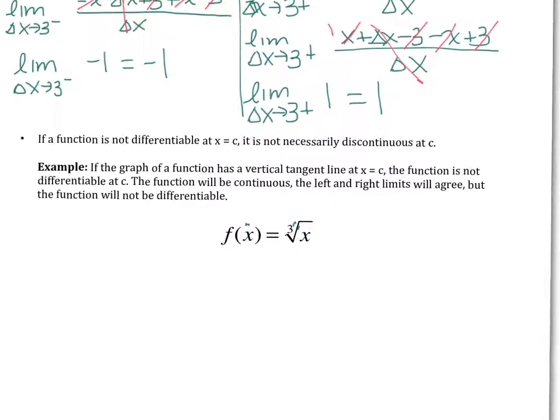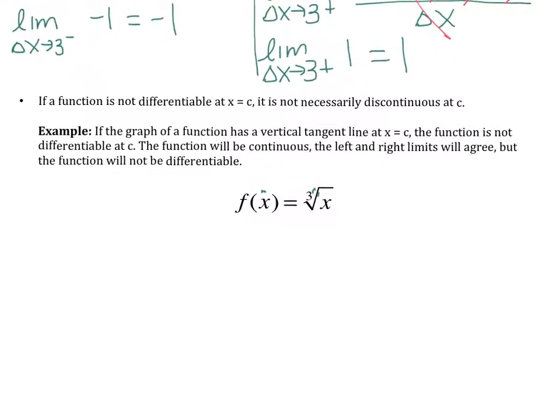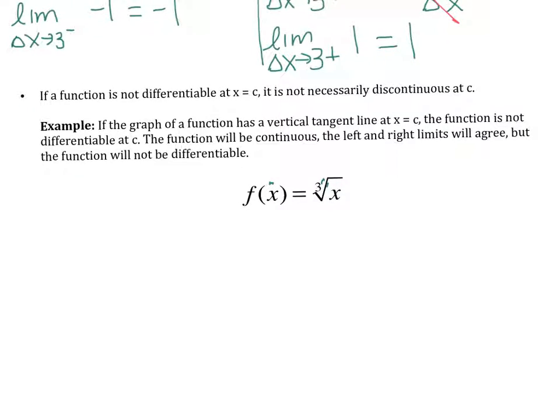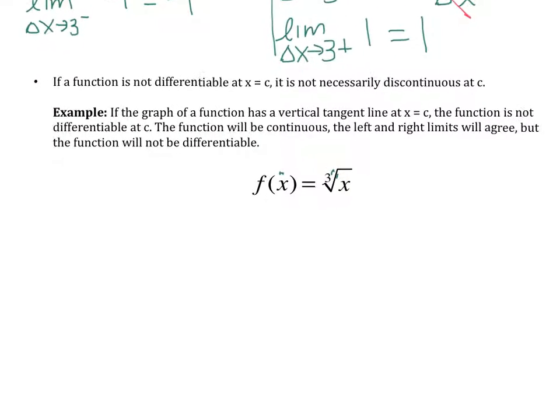And then lastly, just because a function is not differentiable at x equals c doesn't necessarily mean that it's not continuous at c. We could have shown that in our last example, but here's another example. If the graph of a function has a vertical tangent line at x equals c, the function is not differentiable at that point. The function will be continuous, the left and right limits will agree, but the function will not be differentiable. So we can look at f of x equals the cube root of x.